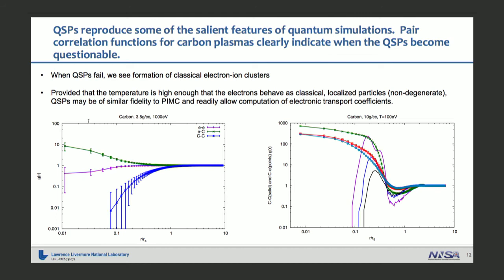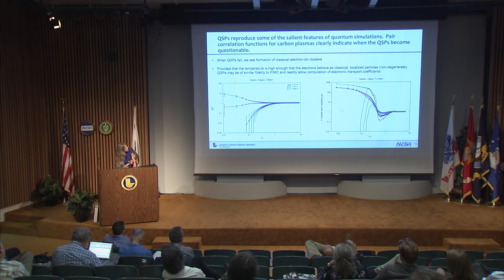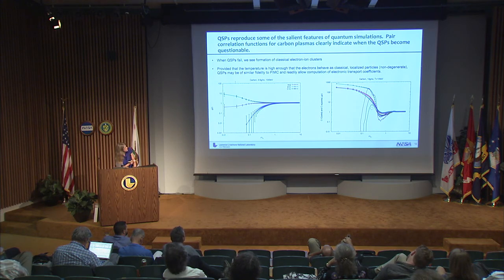For carbon at 10 grams per cc and 100 eV, on the other hand, what I saw was that we would get pair correlation functions where you would get carbon-carbon solidification, essentially. What I'm showing here are different time snapshots. The curves that have points on them are the carbon-electron pair correlation function, and the curves without points are the carbon-carbon pair correlation. At the earliest time, there was already a peak starting to form in the carbon-carbon pair correlation function that I knew shouldn't be there, and it basically just increased as time goes on.